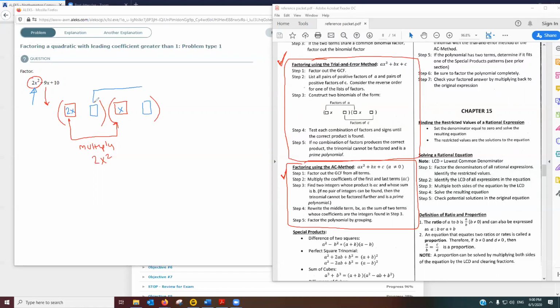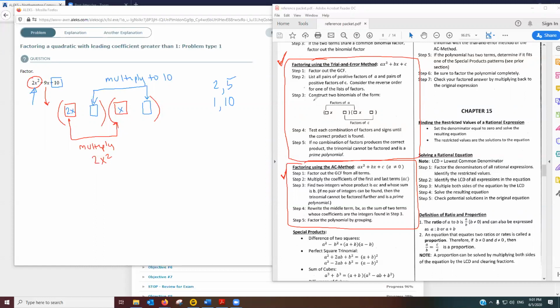Well, these two boxes have to multiply to get me this constant back here. So I need these two boxes to multiply to 10. Well, there's a couple of possibilities. I could use 2 and 5 because those multiply to get to 10, or I could use 1 times 10. So those are two options, okay?